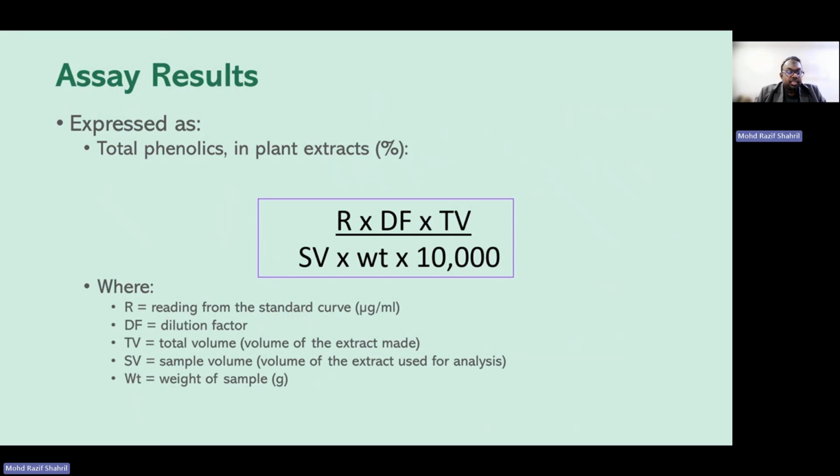If you're determining the total phenolics in a solid plant extract, the formula is more involved. You calculate it as R times TV, the total volume of the extract made. You then divide the product by the sample volume used for the assay, or SV, multiplied by the weight of the sample in grams, multiplied by 10,000 to get a percentage.